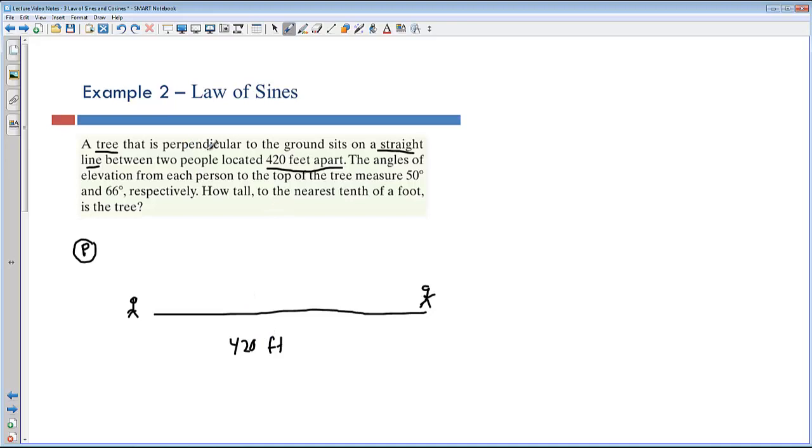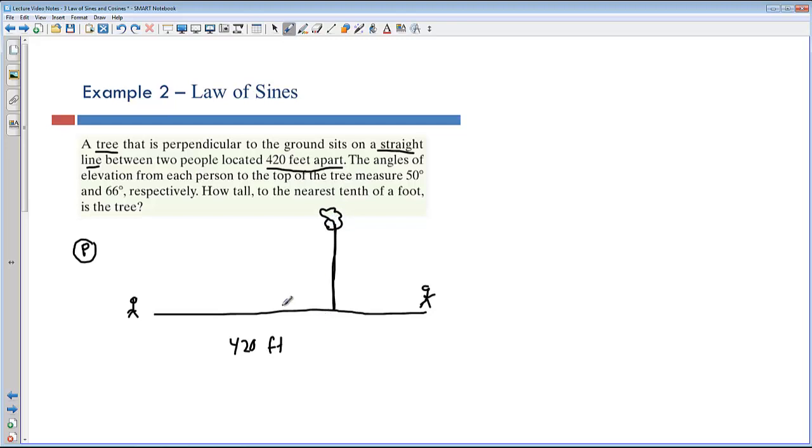And there is a tree that stands perpendicular on the ground. Now, it doesn't say where the tree is. It doesn't say it's in the middle or farther to the right or to the left. So for right now, let's just put the tree a little bit farther to the right here. But let's not put it in the middle, because if you put it in the middle, you're going to start making assumptions. So here's my tree right here.